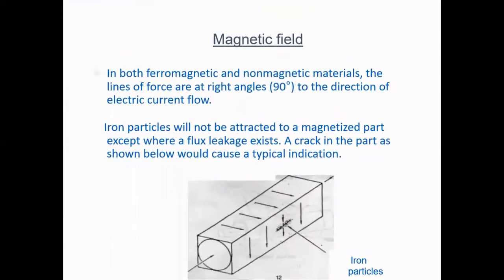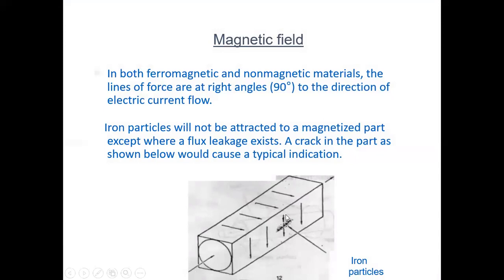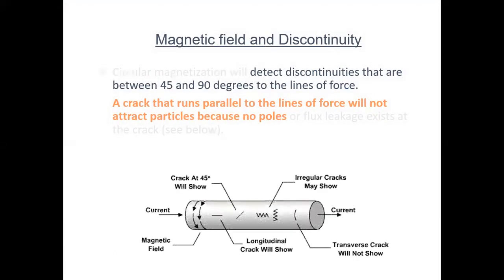So here you can see this is a circular magnetic field, and this is the crack which is perpendicular to the field. That's why we are detecting this defect, because in magnetic particle testing we can detect defects which are perpendicular to the magnetic field, and from 90 to 45 degrees we can detect. Now see, this is the example.